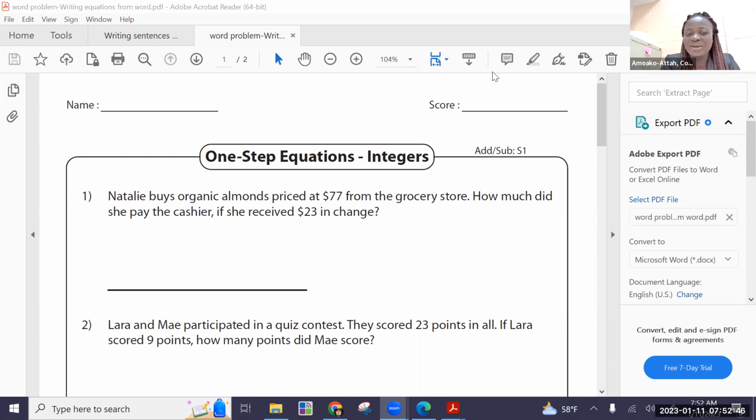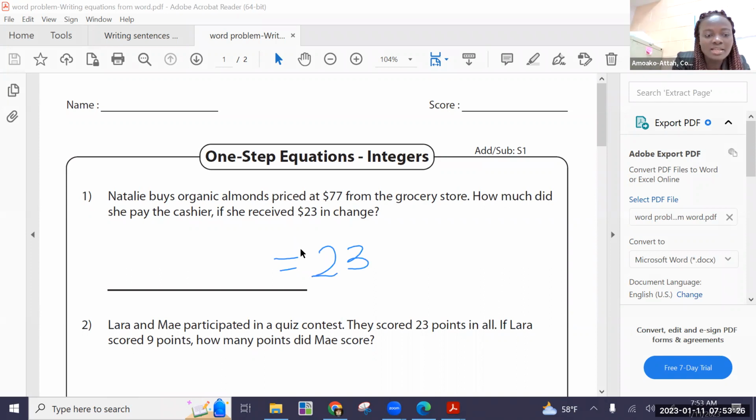So Comfort buys organic almond priced $77 from the grocery store. How much did she pay the cashier if she received $23 in change? So how do you do this? Let's analyze the question critically. She received 23 as a change. Then he buys 77 from the grocery, but we don't know how much he paid the cashier.